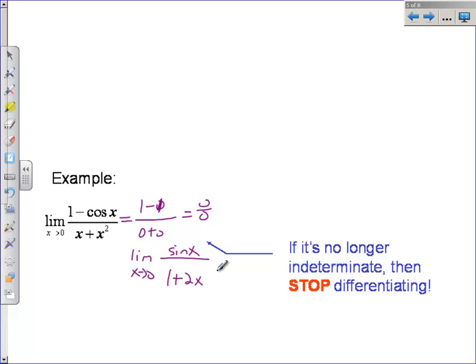We plug in 0 for x, and we get the sine of 0, which of course is 0, over 1. And now we're done. There's no reason to keep taking derivatives. This has an answer that's just 0.